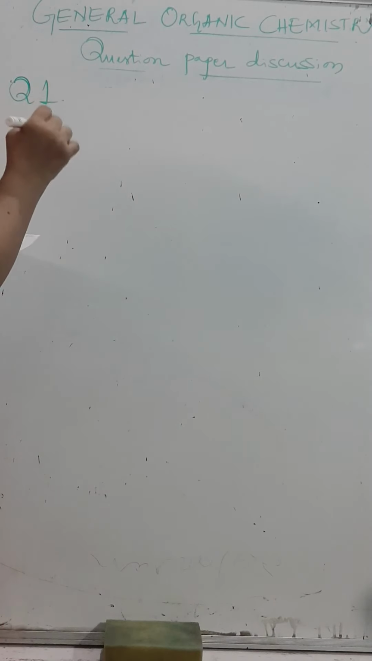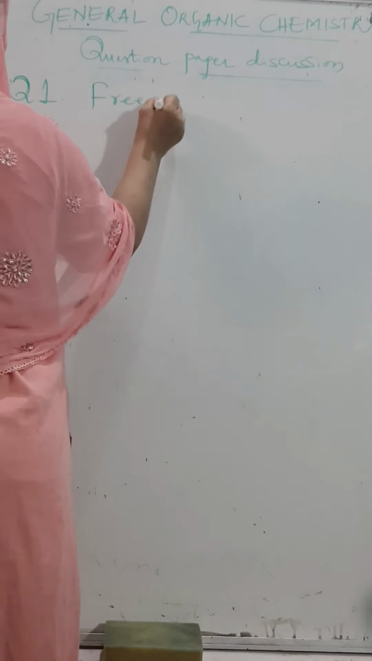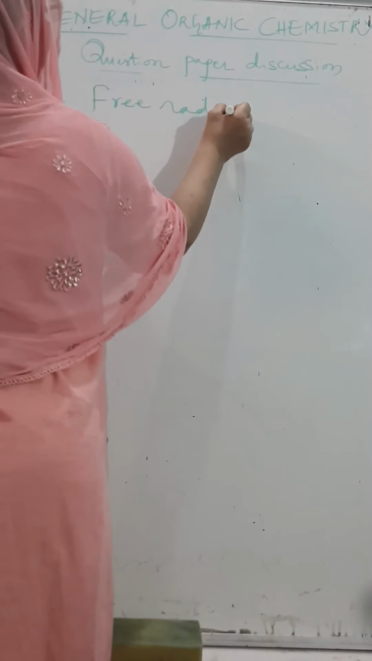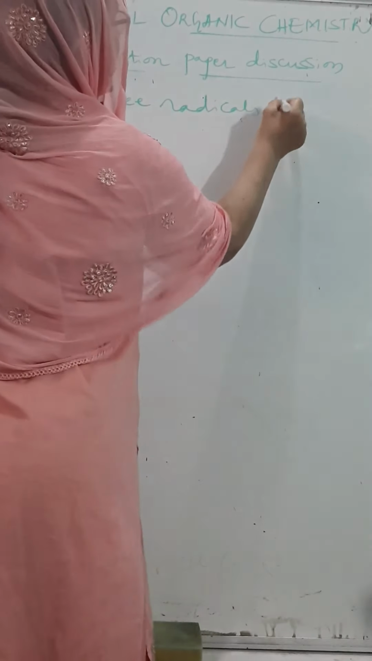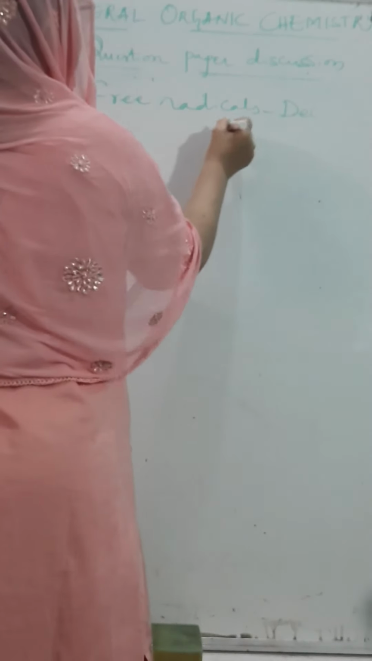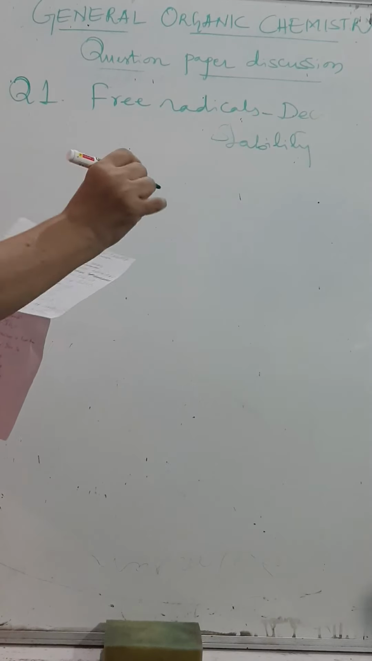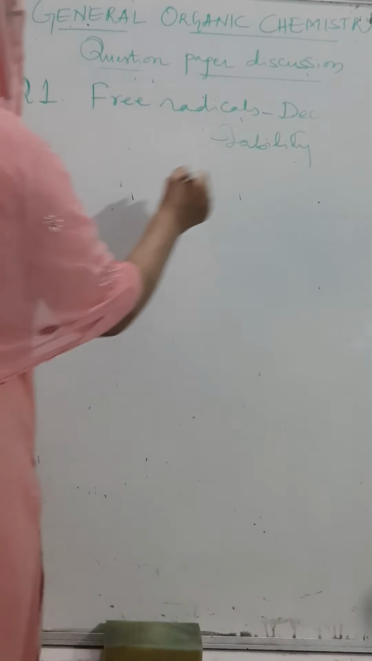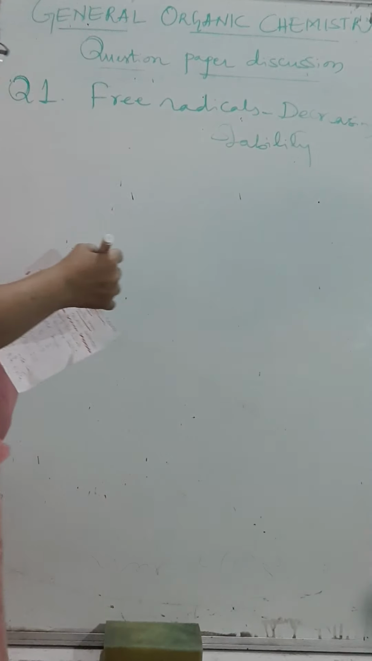What is the question? Arrange the following free radicals in the order of decreasing stability. They have given 4 molecules over here, and in the decreasing order, they are expecting the answer from us. What are those 4? We'll write one by one.